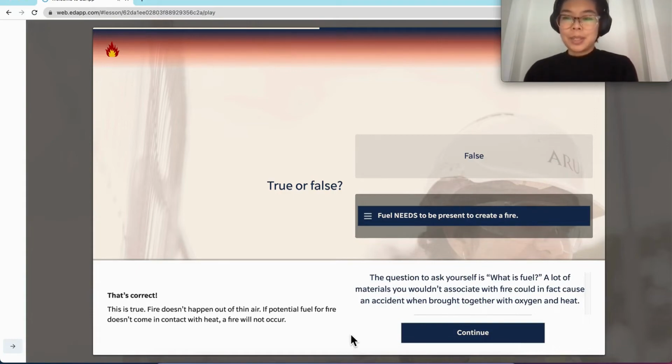It is an important element of the fire triangle. Fire doesn't happen out of thin air, so if potential fuel for fire doesn't come into contact with heat, a fire will not occur. The next question you should ask yourself is, what is fuel? There are a lot of materials that you wouldn't associate with fire that could in fact cause an accident when brought together with oxygen and heat.